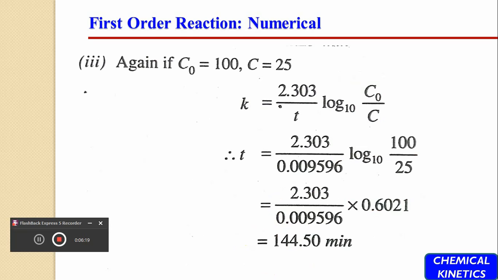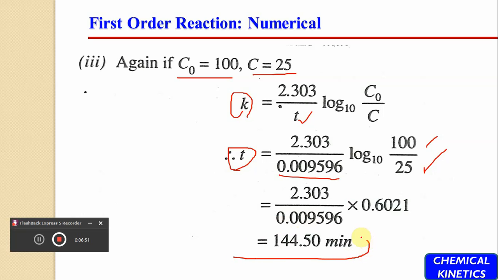In the third case, we have been asked to calculate the time required for the completion of 75% of the reaction. 75% of the reaction being completed means 25% is unreacted. So C0 will be 100 and C will be 25. By putting all this in, and since we already know the value of k, we can calculate the value of t. So we can write the equation for t by putting in the values of k, C0 and C. After simplification, the time required for the completion of 75% of the reaction will be 144.50.